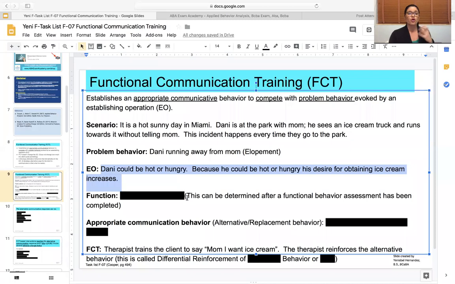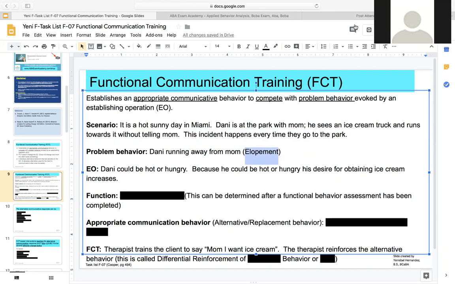Keeping in mind, for us to know the function, this can be determined after a functional behavioral assessment has been completed. Just because of the scenario doesn't mean that we're going to know the function. What gives us a little hint, and I did it on purpose, is saying this incident happens every time they go to the park. So it's a repetitive pattern, so we can hypothesize a function. What is the hypothesized function here for him to engage in elopement?